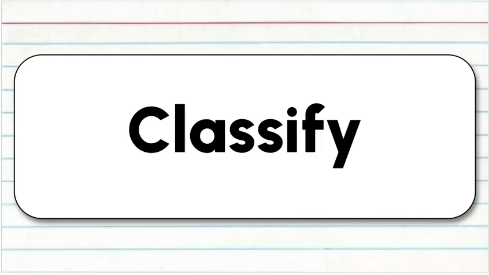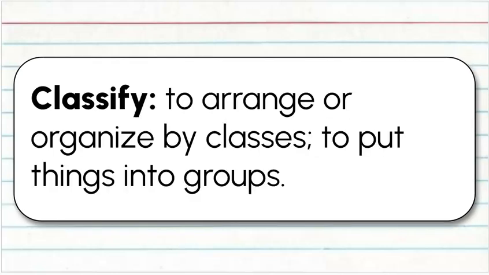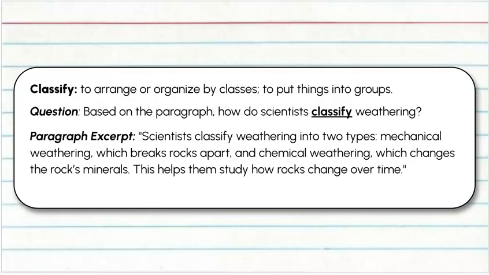Our last term for this crash course lesson: classify. When asked to classify, they want you to arrange or organize by classes or put things into groups. You may be asked, based on the paragraph, how do scientists classify weathering? Well, again, in the text, scientists classify weathering into two types, mechanical weathering and chemical weathering, which changes the rock's minerals. This helps them study how rocks change over time.